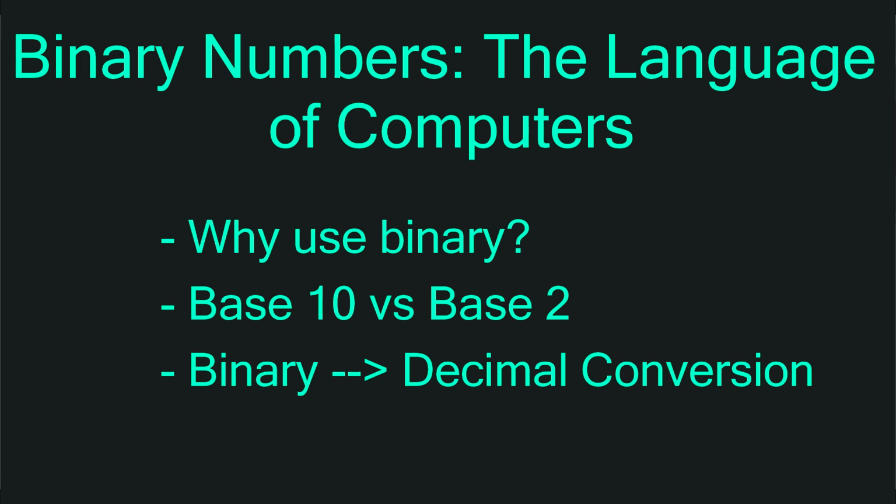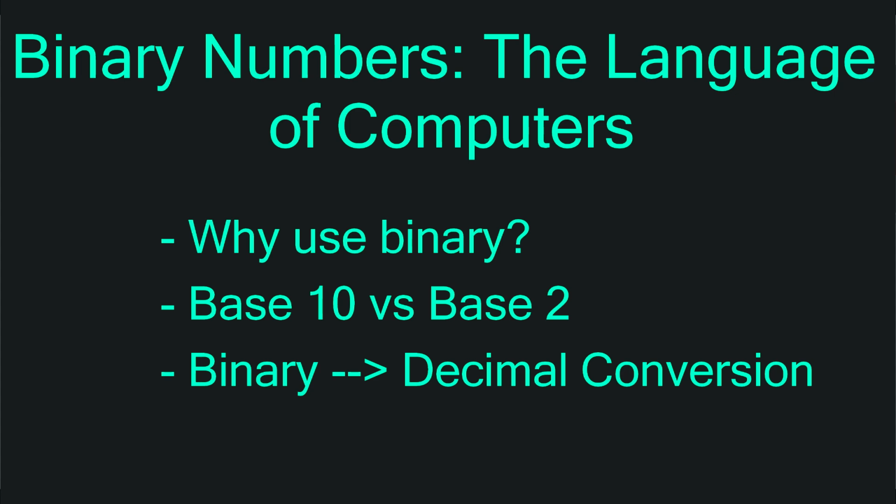Base 10 versus base 2. Decimal is the notation most of us are familiar with. It uses 10 digits, 0 through 9, to represent any number. Decimal is therefore a base 10 number system. Binary uses only 2 digits, 0 and 1, to represent any number. Binary is therefore a base 2 number system.